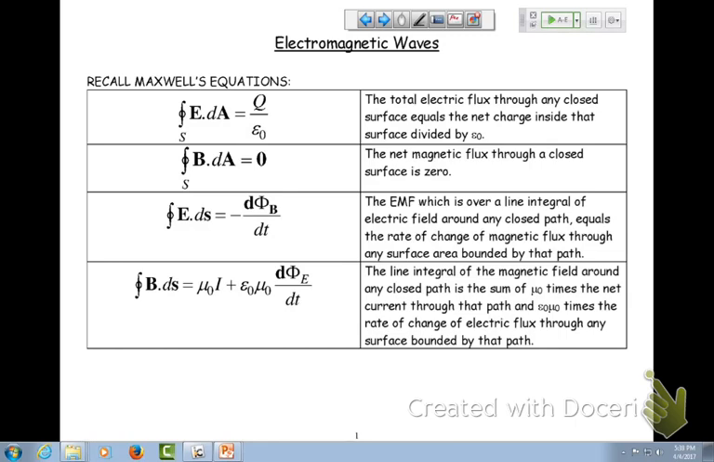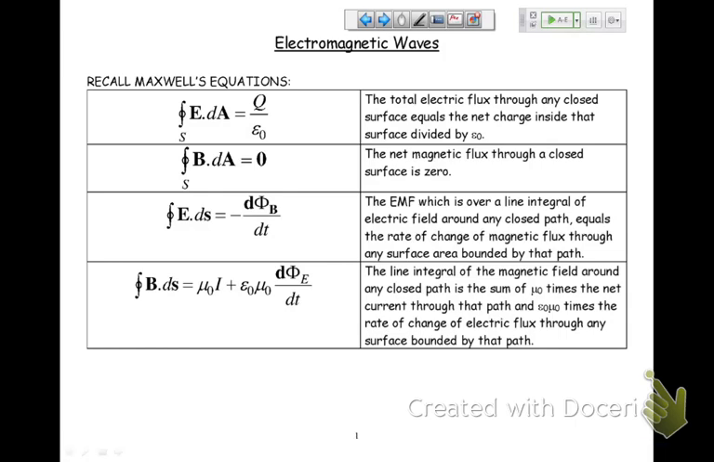And we start off talking about good old, our old friend Maxwell. Basically we have Gauss's law: the total electric flux through any closed surface equals the net charge inside that surface divided by epsilon naught. And then we have the magnetic equivalent of Gauss's law, which is the net magnetic flux through a closed surface is zero, just because they're continuous loops.